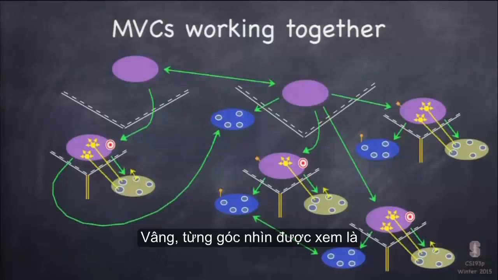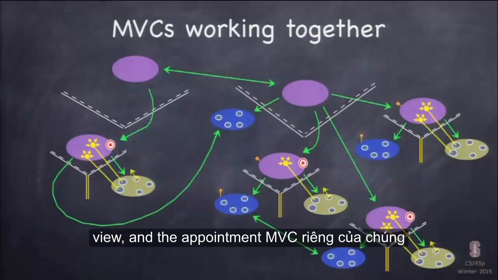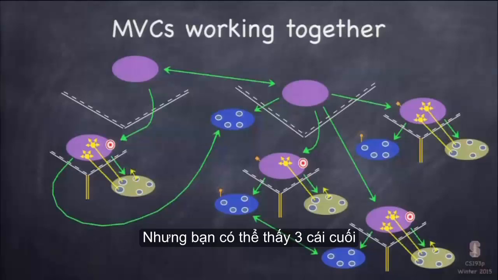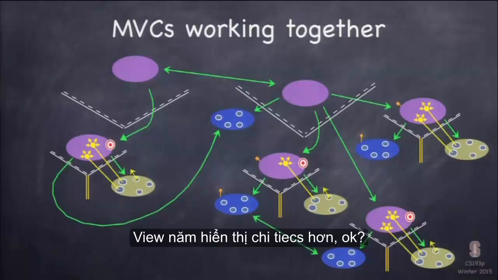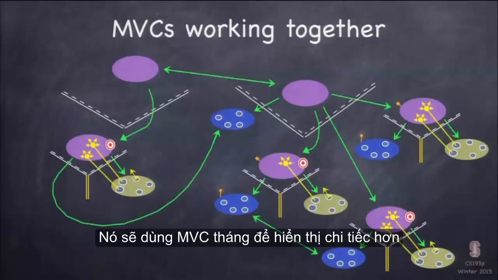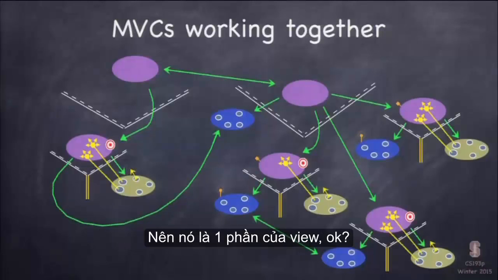Well, each of those views, the year view, the month view, the day view, and the appointment view are their own MVCs, okay? But you can see how the last 3 are used as essentially a minion of the top level view, the year view, to show more detail, okay? So the year view, you click on a month, it's going to use the month view MVC to show more detail. So it's part of its view, okay?